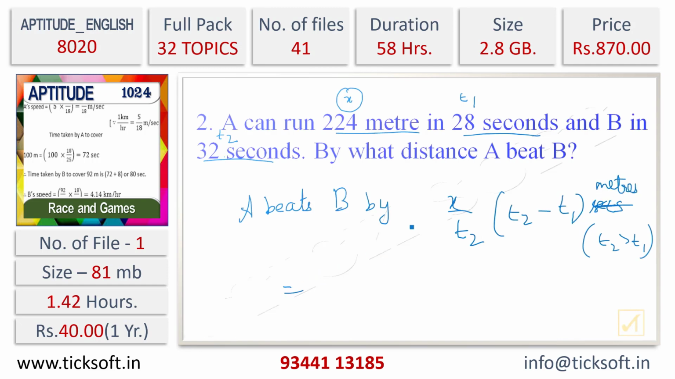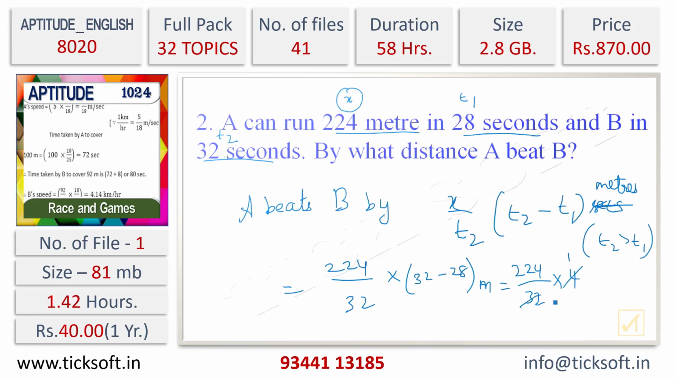So now this is equal to what? The value of x here is 224 divided by the value of t2, which is 32, into t2 minus t1, which is 32 minus 28. This is equal to 224 divided by 32, into 32 minus 28, which will be equal to what?